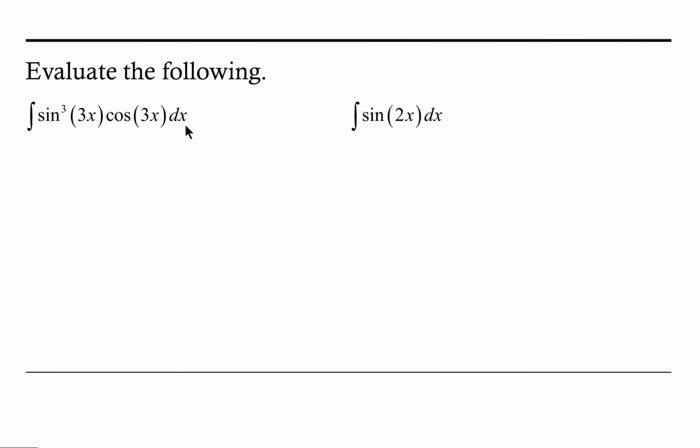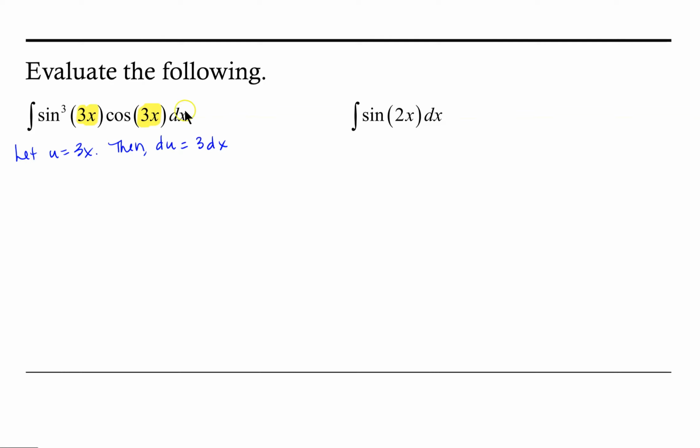And when we're using the substitution technique, we are looking for instances of what could be interpreted as composition of functions. So one thing that I notice is that both of my trigonometric functions have an argument of 3x. So one possibility would be to let u equal 3x. Then our du would be 3 dx.